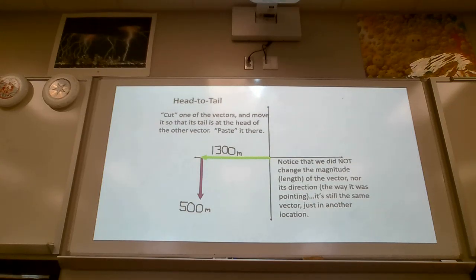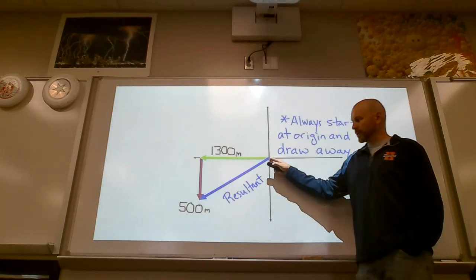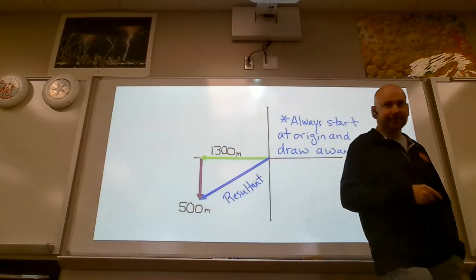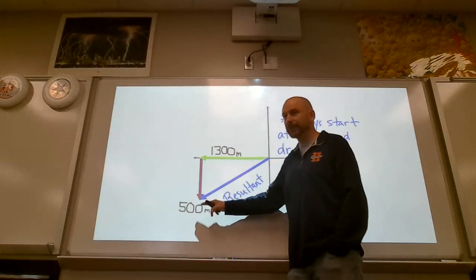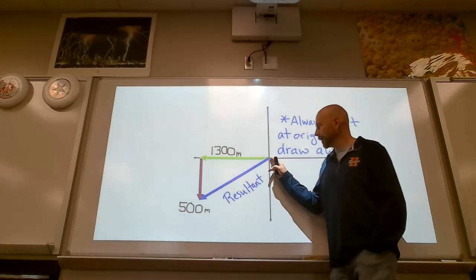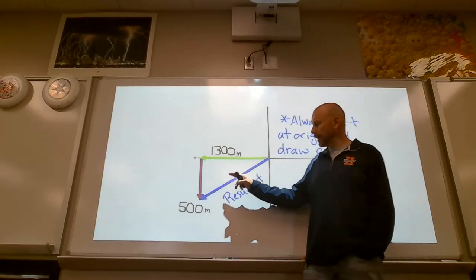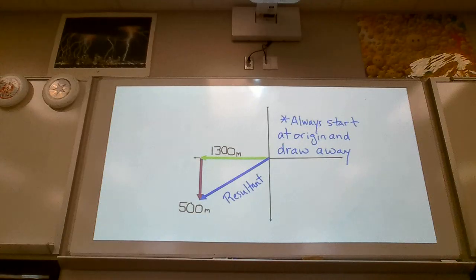To find the resultant, we start at the origin and draw to the final head. So this would be your resultant displacement: how far you got and in which direction you got away from your starting point. Does that make sense?